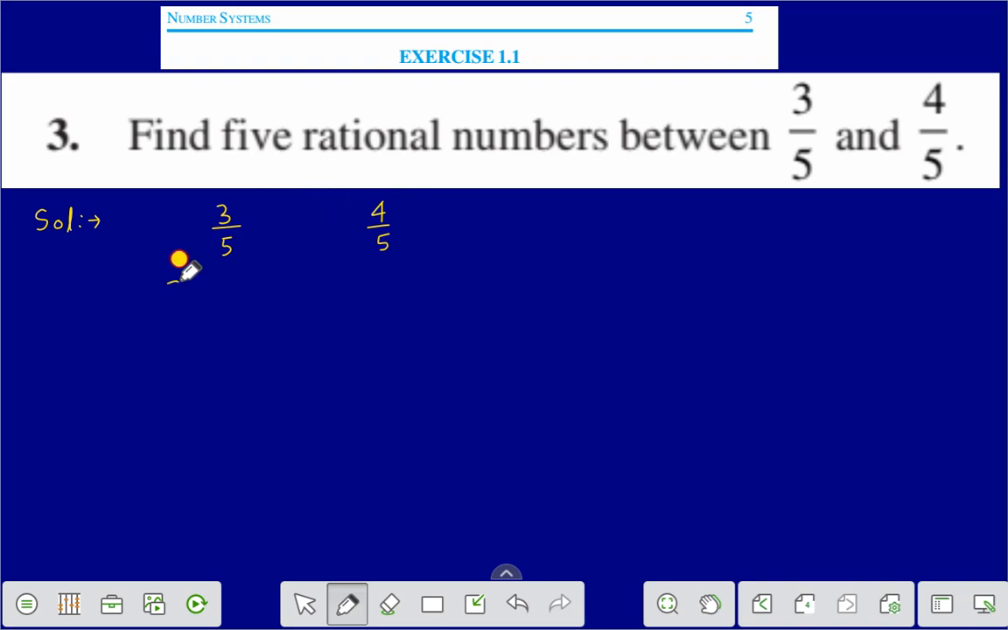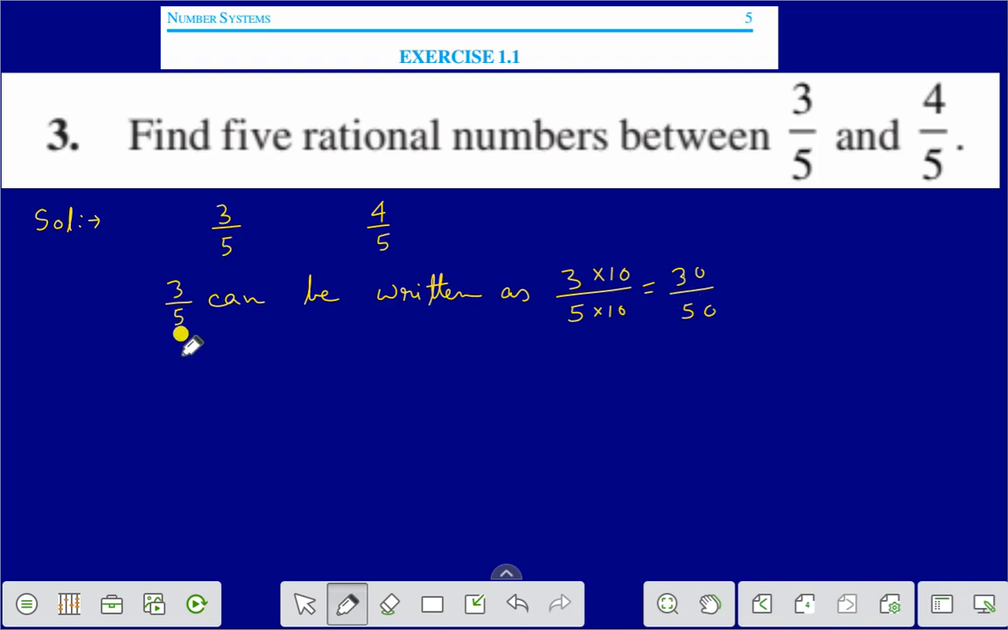Therefore, 3 by 5 can be written as 3 by 5. If we multiply both the numerator and denominator by 10, 3 into 10 and 5 into 10, then we are getting 30 by 50.